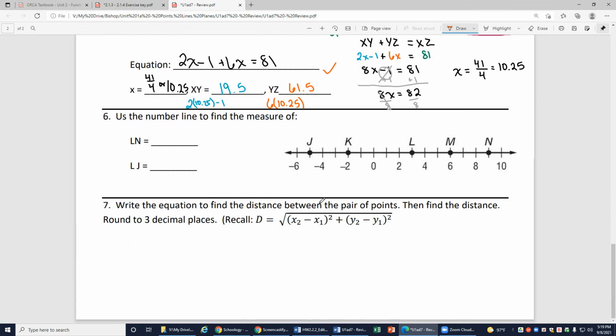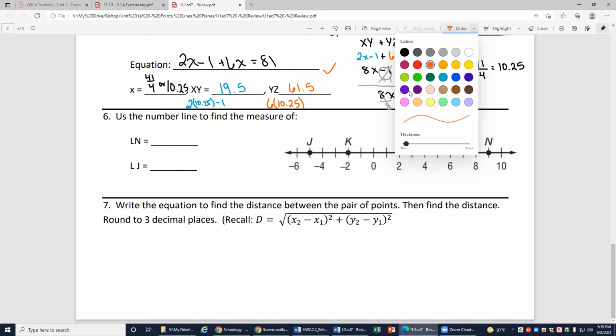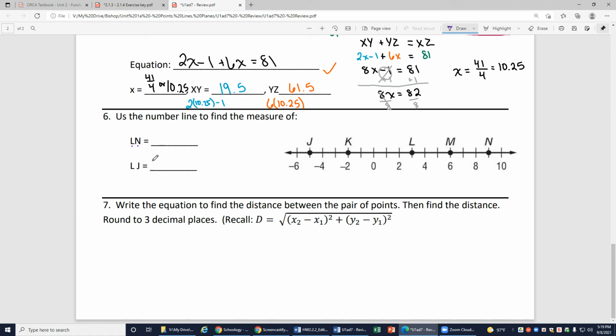All right, let's look at number 6. Number 6, we like number 6 because on number 6, it is going to be just counting, right? So that's always nice. So if I want to find the measure of LN, so I'm starting at L and I'm going to N, what's the distance between those two? So I have 2 ways to do it. If I want to do it using the number line, it's really simple because I can just count, right? I can just go from L to N. 1, 2, 3, 4, 5, 6. So I know it's 6 units. Be careful. Sometimes when we count, we accidentally count before we start moving.